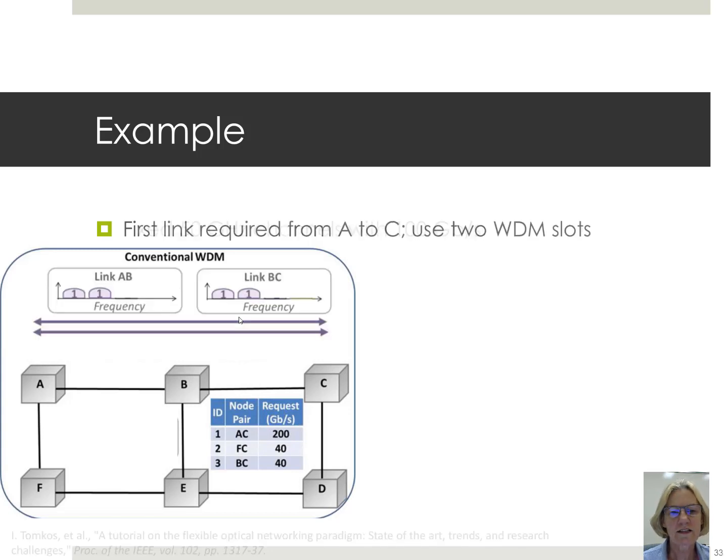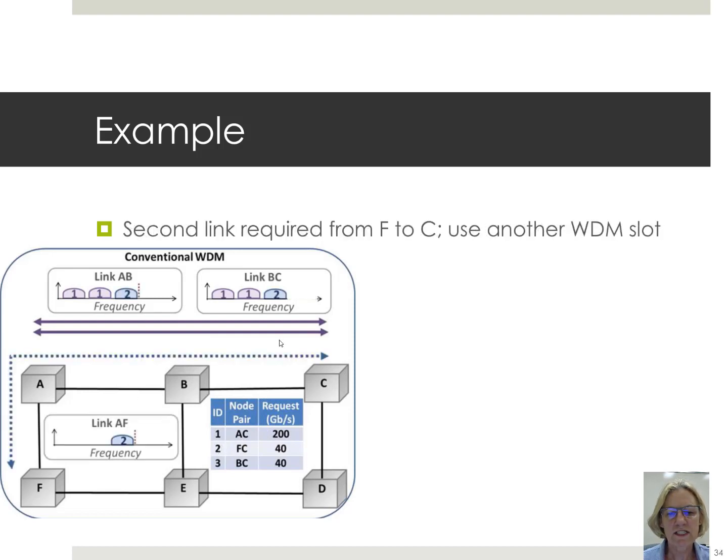So in this case, we'll have two WDM slots which are going to be used. From point A to point C, we're going to reserve two wavelengths and send information on this connection number 1 in that way. Now we see the second requirement is from F to C, and we're going to have to send 40 gigabits per second. Of course, there's only a fixed bit rate, so even though I only need 40 gigabits per second, I'm going to use a 100 gigabit link. So now here we have the underutilization.